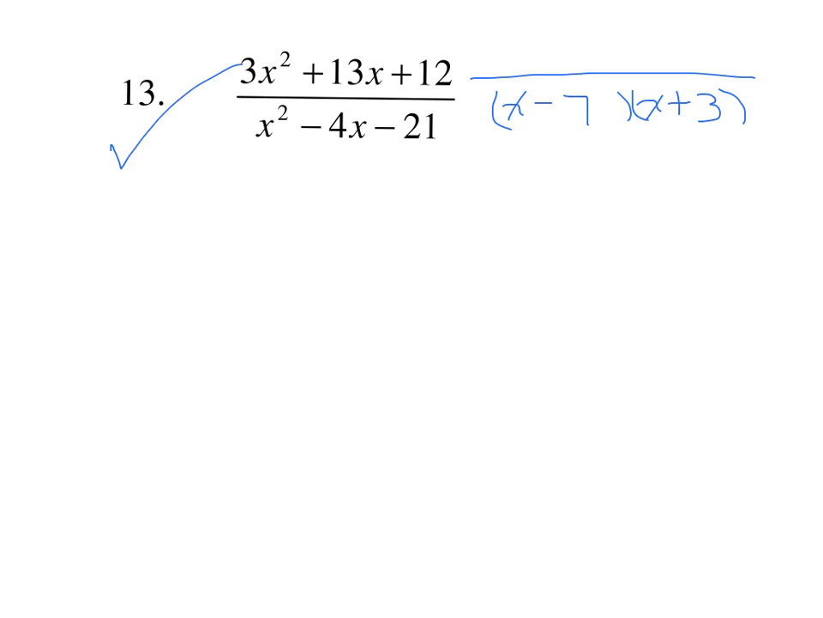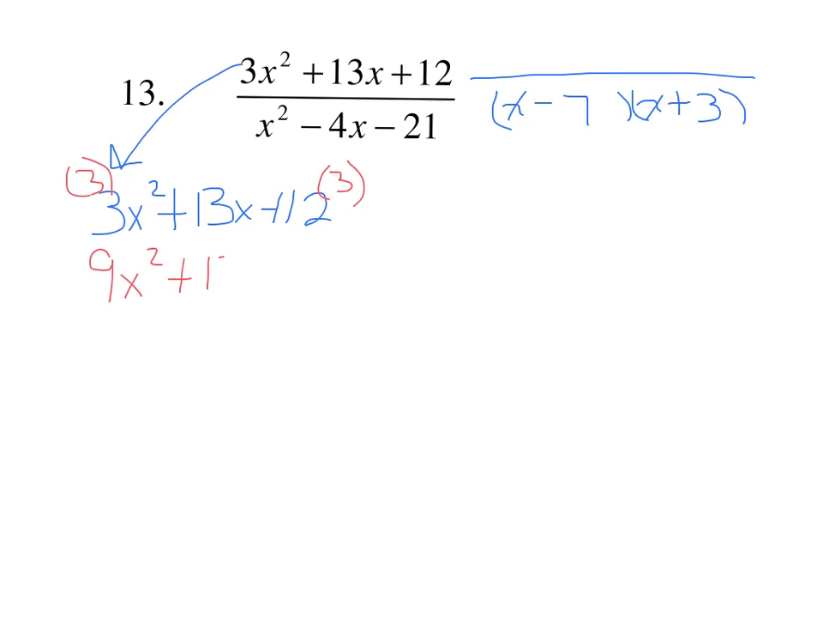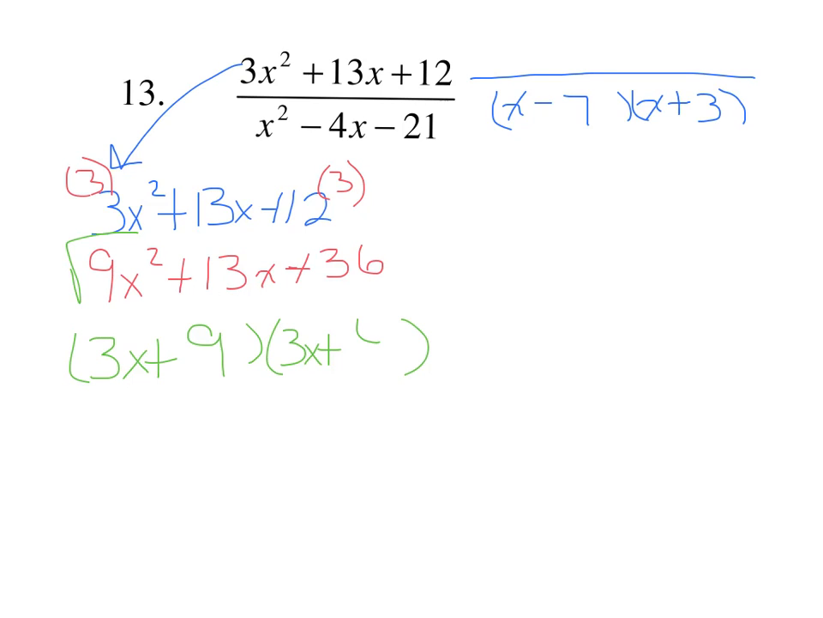In the numerator, let's pull this down here because it's going to be several steps. 3x squared plus 13x plus 12. Multiply the first and the last terms both by 3. So 9x squared plus 13x plus 36. Square root the first term. So we have 3x times 3x. Bring your signs down, plus and plus. Factors of 36 that add to make 13 are 9 and 4.